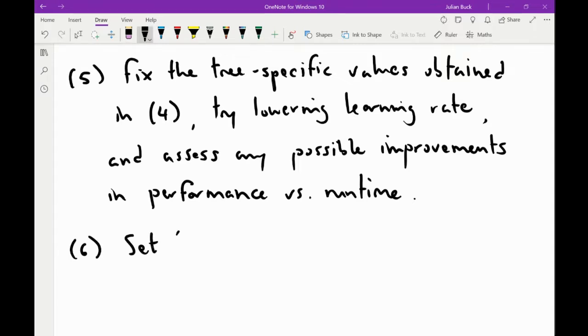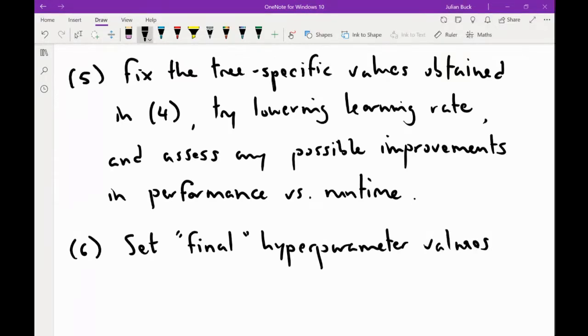That's step 6, and we set what we might call final hyperparameter values, because they're not actually final, but final for the moment. So set final hyperparameter values from steps 1 to 5.